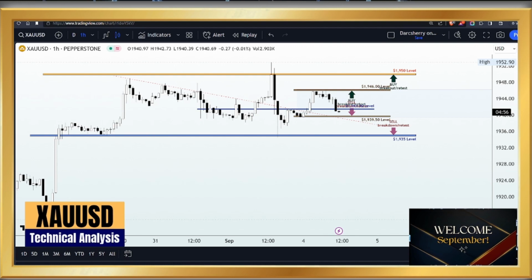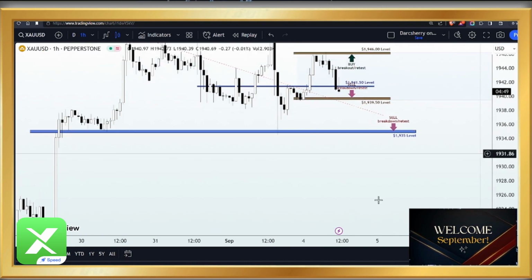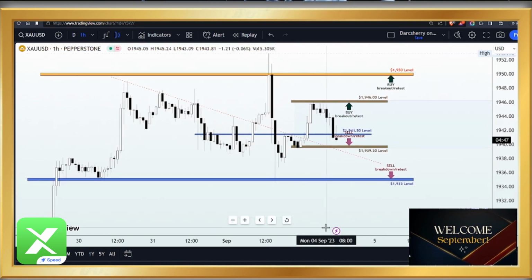XAUUSD, popularly known as the gold spot. I'm here to open a position on this asset so far as this week started, as I continue to monitor price action within a range.